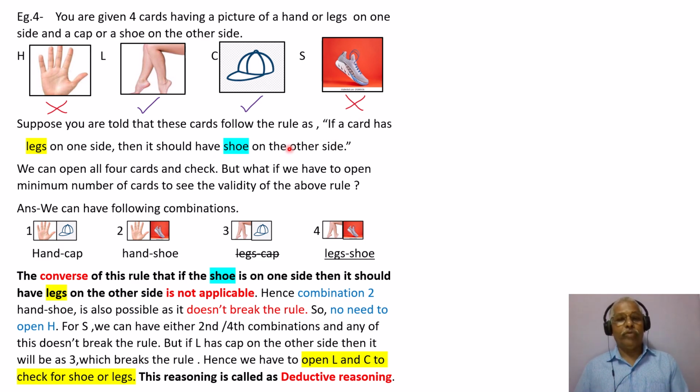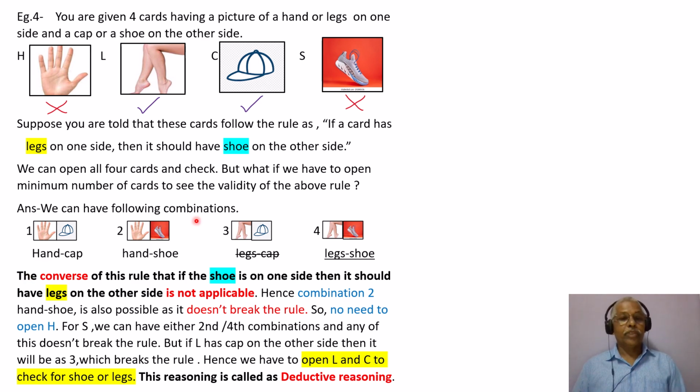So we can go ahead and open all 4 cards and check. But what if we have to open the minimum number of cards to see the validity of the above rule? So we will think on the logic we are going to use, which is given in the answer. Answer: we can have the following combinations: hand, cap; hand, shoe; then legs, cap; legs, shoe.